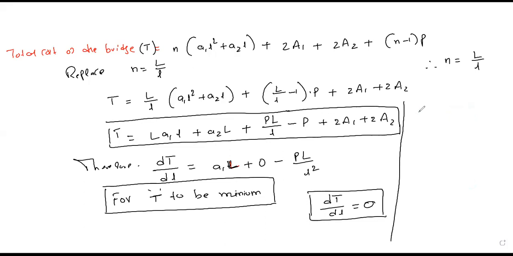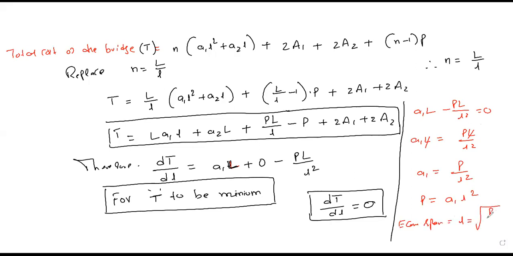Write down the equation. A1 capital L minus P capital L by l square is equal to 0. A1 capital L is equal to PL by l square. L will be cancelled. A1 is equal to P by l square. P is equal to A1 l square. So the economic span is l is equal to root of P by A1.